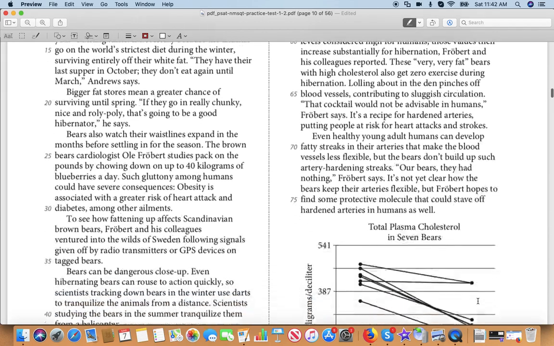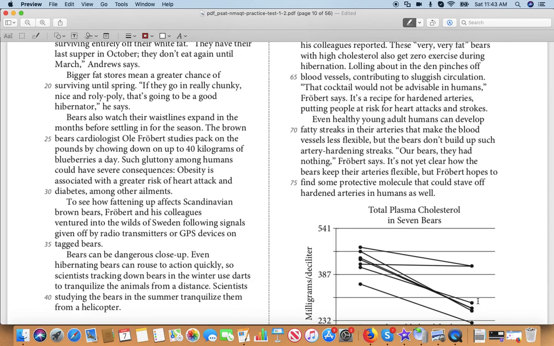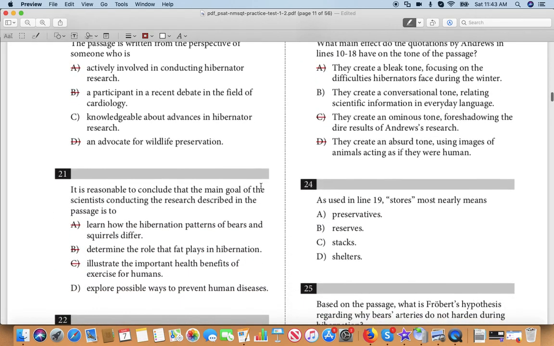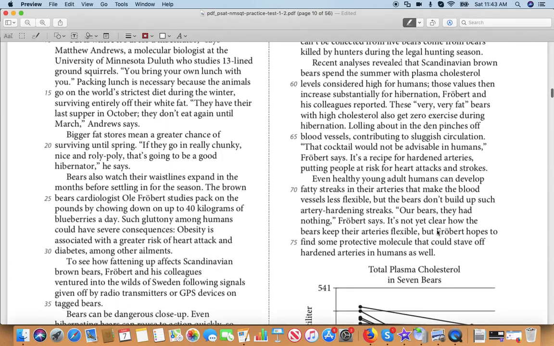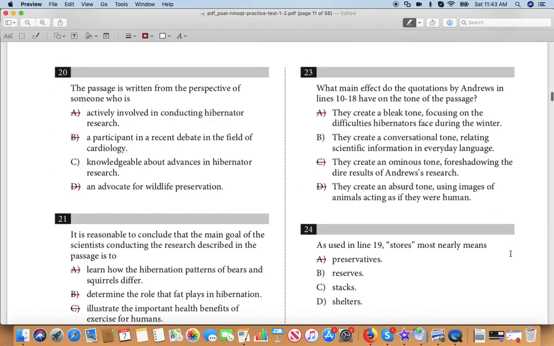Preservative? Nah, I wouldn't. Does that make sense? Bigger fat preservatives mean a greater chance of surviving until spring. That's like a different thing. That doesn't make sense. I get rid of it. Preserves? Ooh, I already like that one. Let's hear it. Bigger fat reserves mean a greater chance of surviving until spring. How's that? I like it. Yeah, that works. Okay, let's keep it.